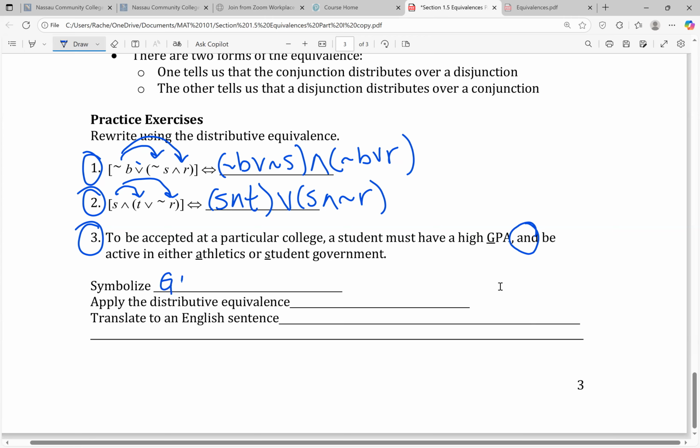And so we're going to use the conjunction, active in either athletics or student government. So this is going to be a disjunction, right? So we're going to join a conjunction with a disjunction, which is A or S, right? So the student must have a high GPA and be active in athletics or student government.